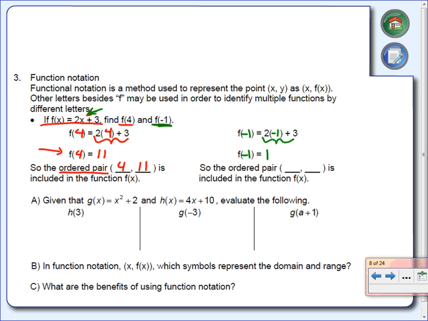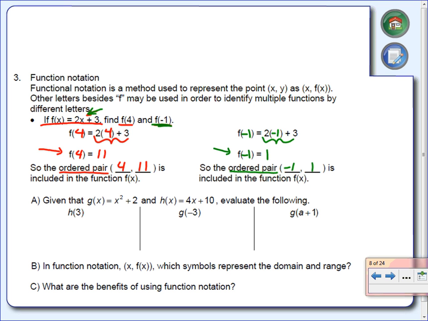That's function notation. But you can also write that as an ordered pair. What would that ordered pair be? Negative 1, 1. So they mean the same thing. The y value is 1 when the x value is a negative 1.